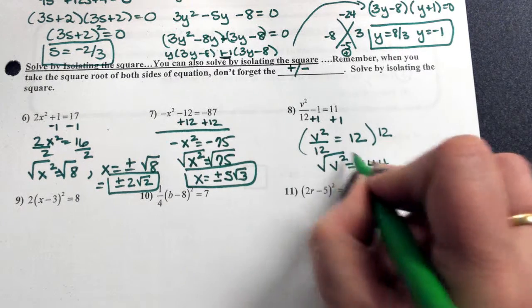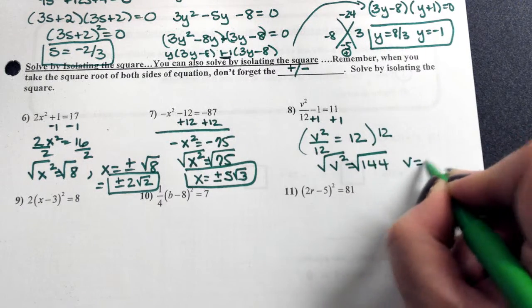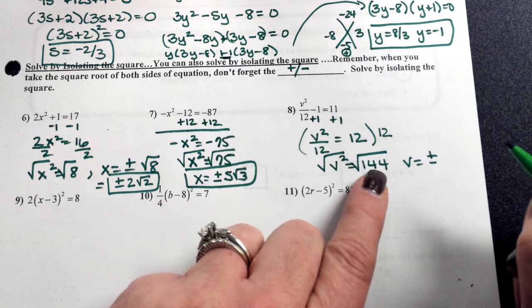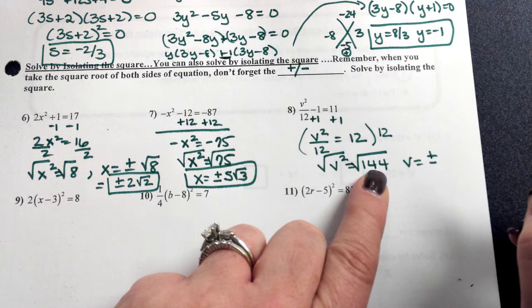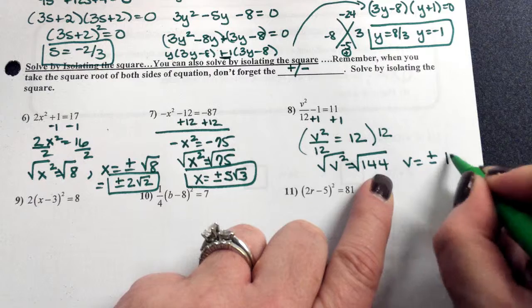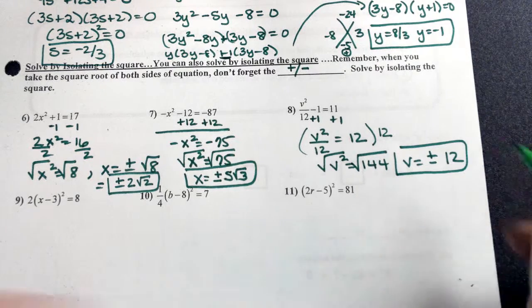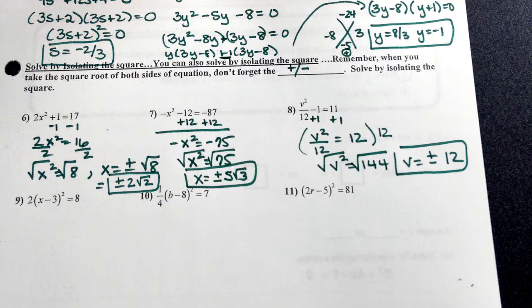Again, now I can do the square root. So v is going to be equal to plus or minus, and 144 is a perfect square. What is the square root of 144? 12. Or you'd have to do your factor tree if you didn't recognize it as a perfect square. So any questions on 8?